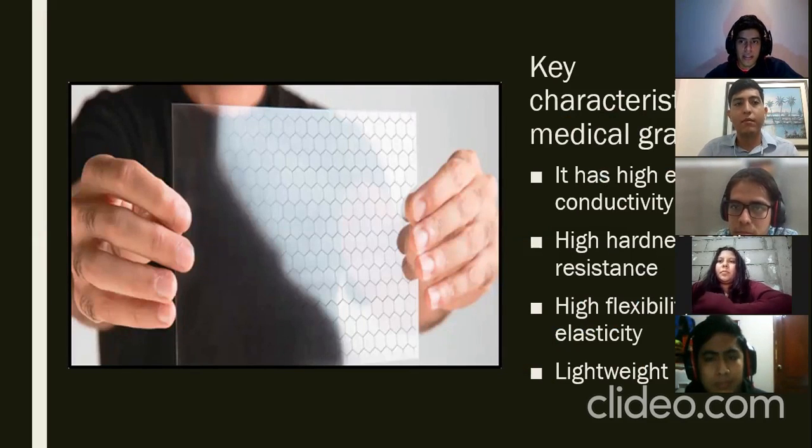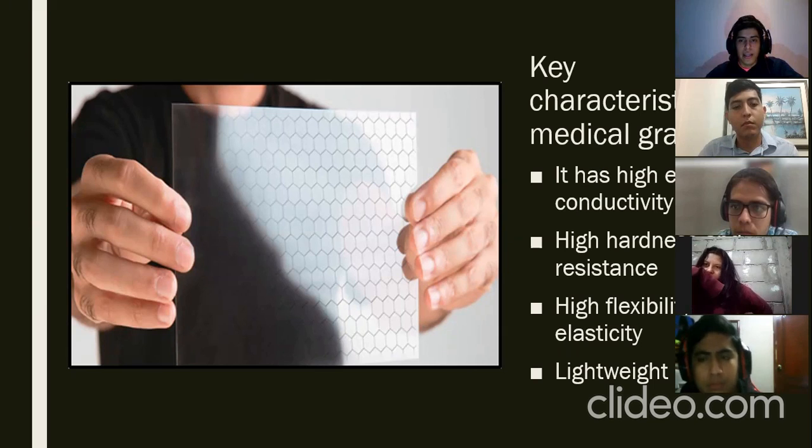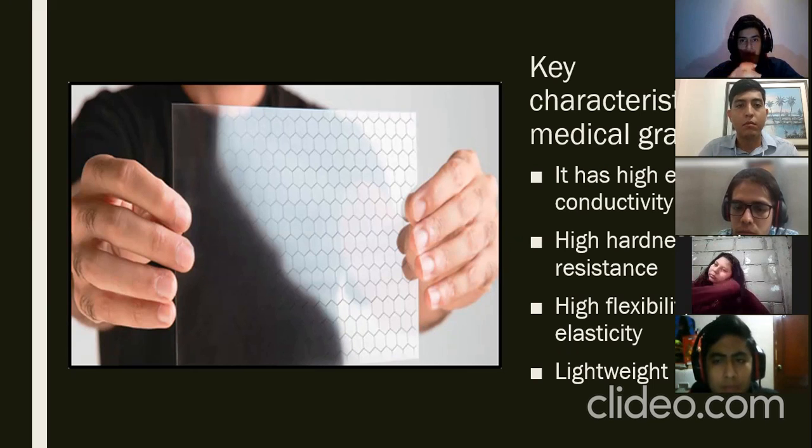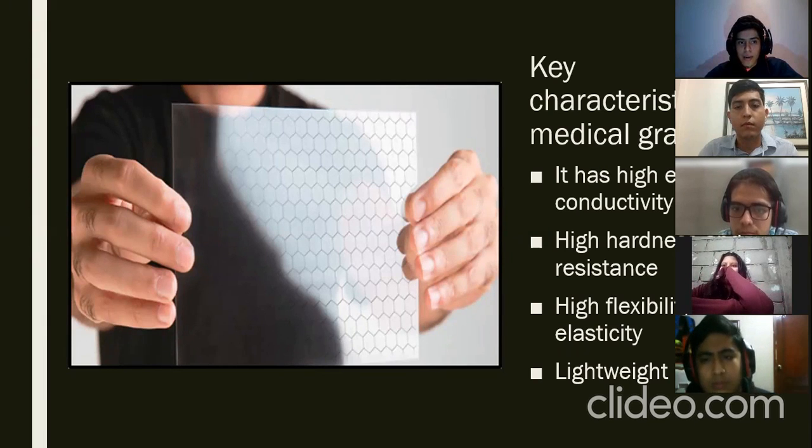Okay, for the characteristics, it has high electrical conductivity. This gives it the ability to easily pass the flow of electric current and gives us lower power consumption, even less than silicon, for example. And second, high hardness and resistance. It is a material that has resistance 200 times greater than steel, and that's why it's very resistant to wear and tear and can withstand heavy weights.